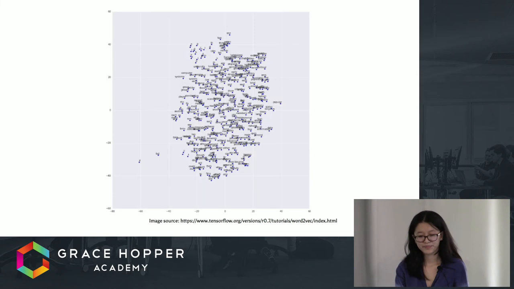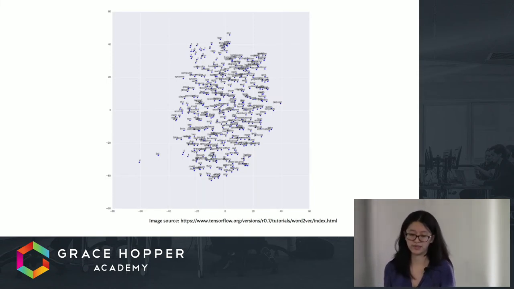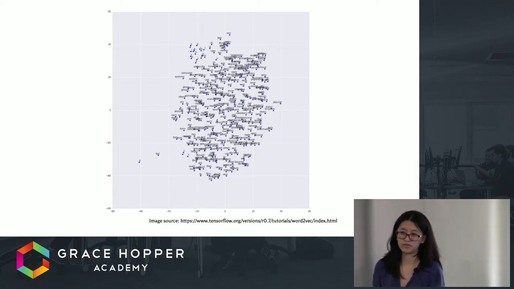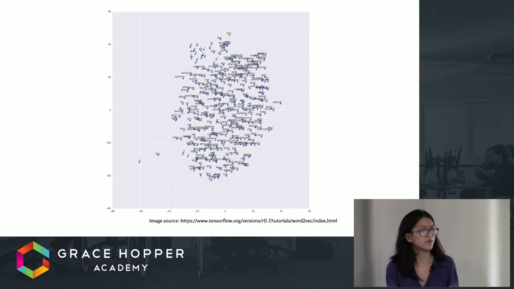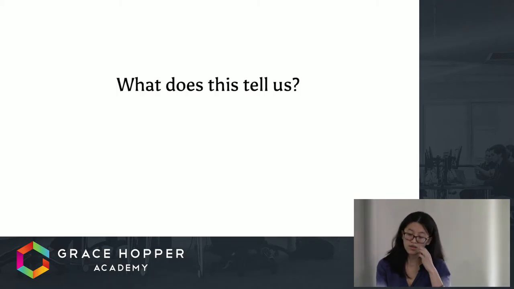Here's just another visualization to show you what a 2D representation would look like with more data. Again, I don't know if you can see here, but the words are clustered by meaning. So that's all well and good, but what does that actually tell us? What can we do with this information?